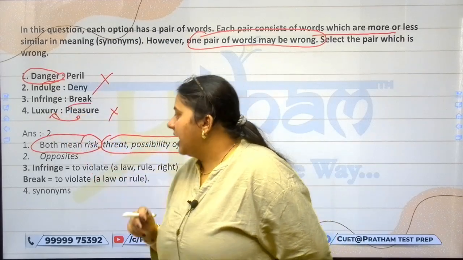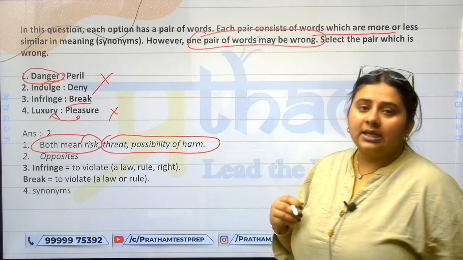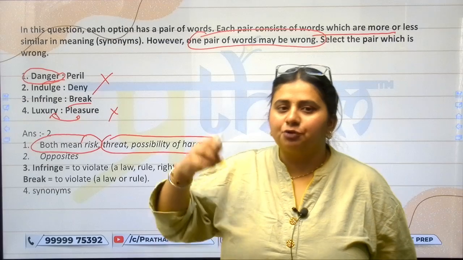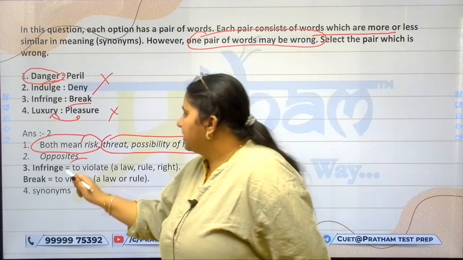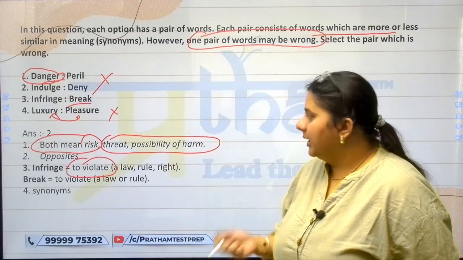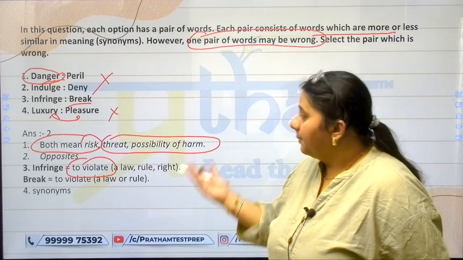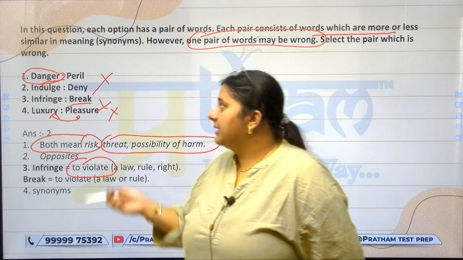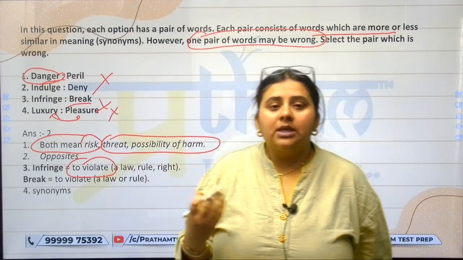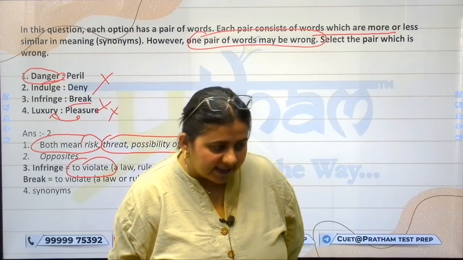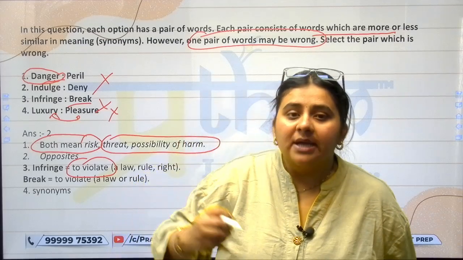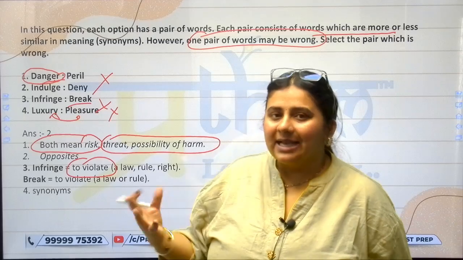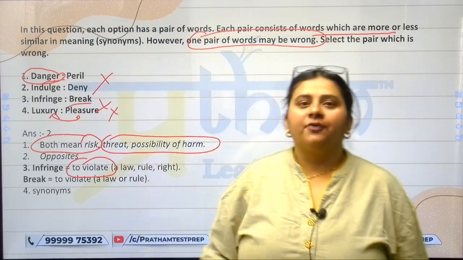Infringe and break again are synonyms, as in somebody infringes upon your right, right? To break, in that sense. Because infringe means to violate, maybe a rule, a law, or a right. Break also means to violate. You break laws, right? They are synonyms. So can I say indulge and deny? Indulge means, if I say that I gave him too much indulgence, so when you allow somebody too much freedom in a matter, that's indulge. And deny is to refuse.